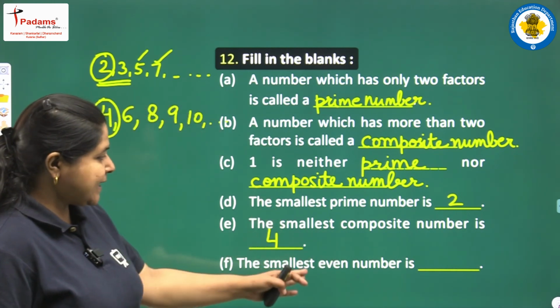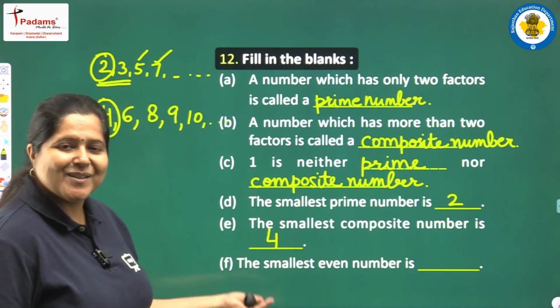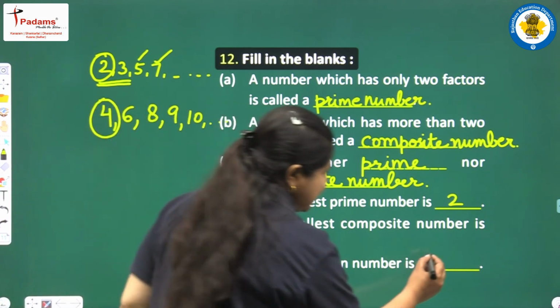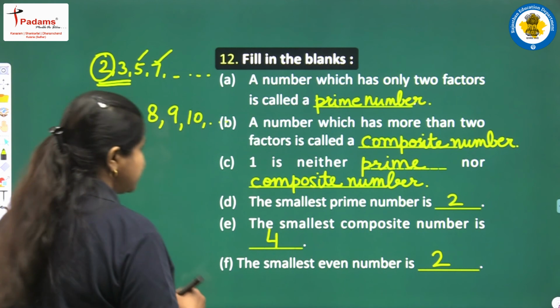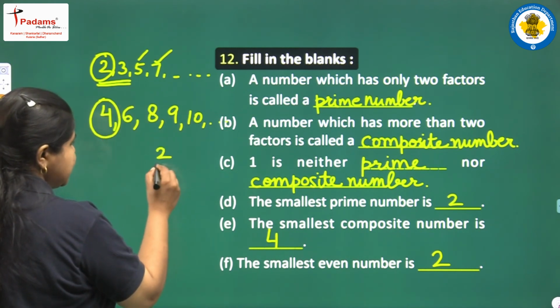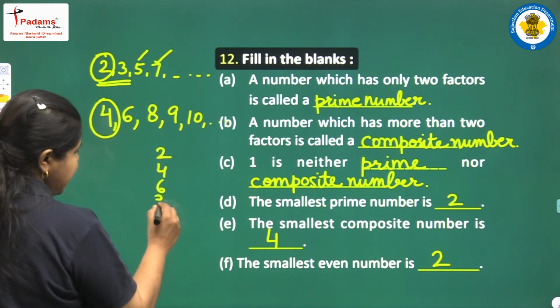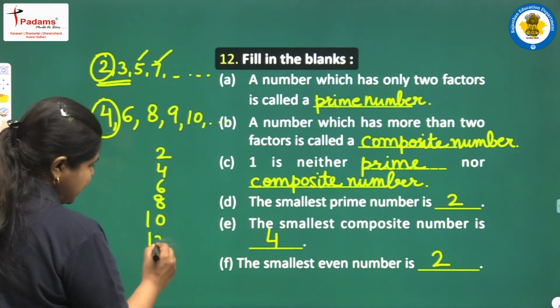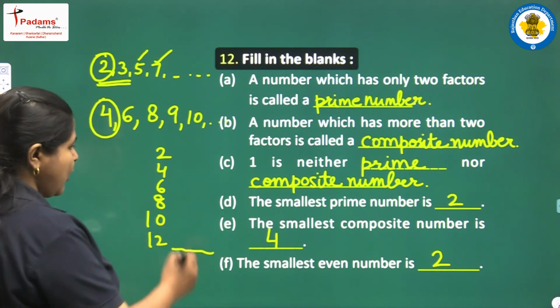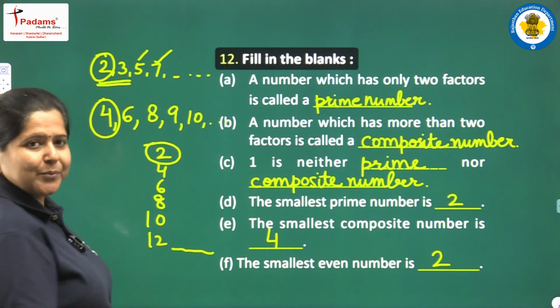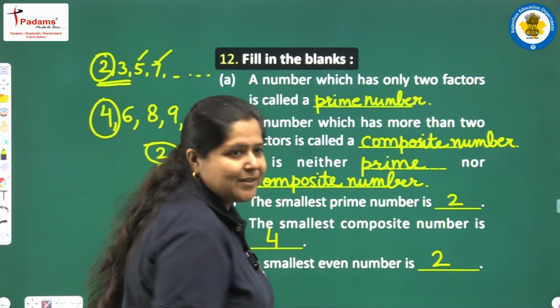Then the smallest even number, it's 2. You all know that even numbers are the multiples of 2, and so even numbers are 2, 4, 6, 8, 10, then 12 and so on. So, the smallest even number is 2, and so we have written here 2.